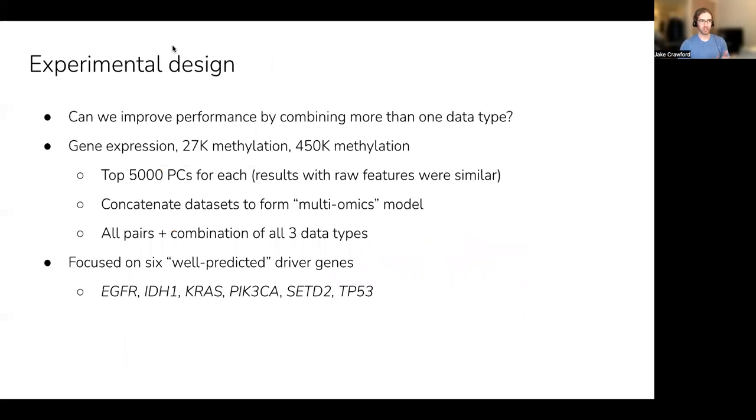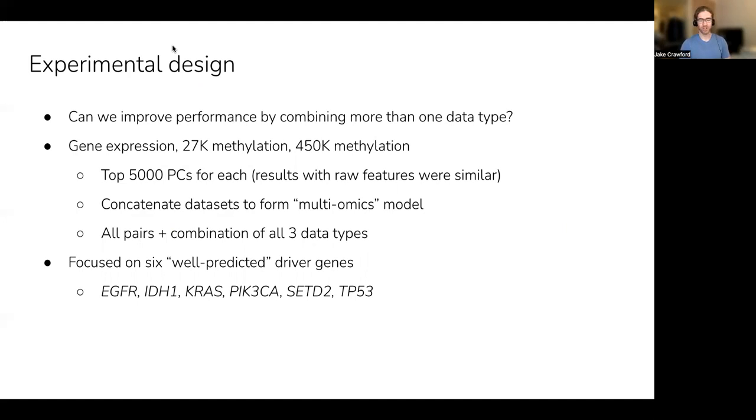In this case, we're just looking at the most predictive data types, which were expression and the two methylation data types. For each of them, we took principal components to make sure that the information content per data type is sort of equivalent. To form a multi-omics model, we're just going to concatenate the different data sets. So we're going to take expression and methylation, form one big feature matrix out of all of them, and train an elastic net model on those. And we looked at all pairs of those data types plus the combination of all three, to give us a big feature matrix.